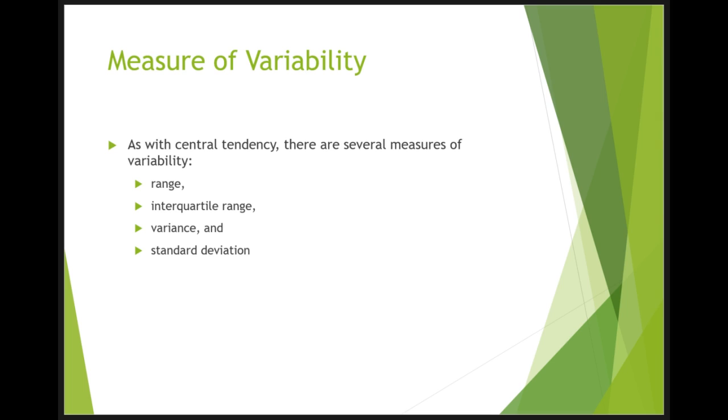Just as there are several measures of the center of a distribution, there are many measures of the variability of a distribution. Four are used frequently: the range, the interquartile range, the variance, and the standard deviation. We'll now look at each of these four measures of variability in more detail.